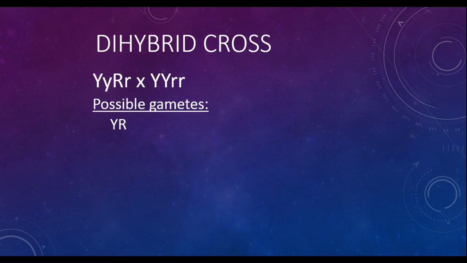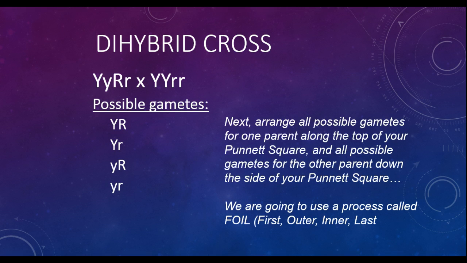So our possible gametes are big Y, big R; big Y, little r; little y, big R; and little y, little r. What we're going to do is arrange these gametes for one parent along the top of the Punnett square, or the test cross, and all the possible gametes for the other parent down one side of the test cross. We're going to use a process called FOIL, which stands for first, outer, inner, last.